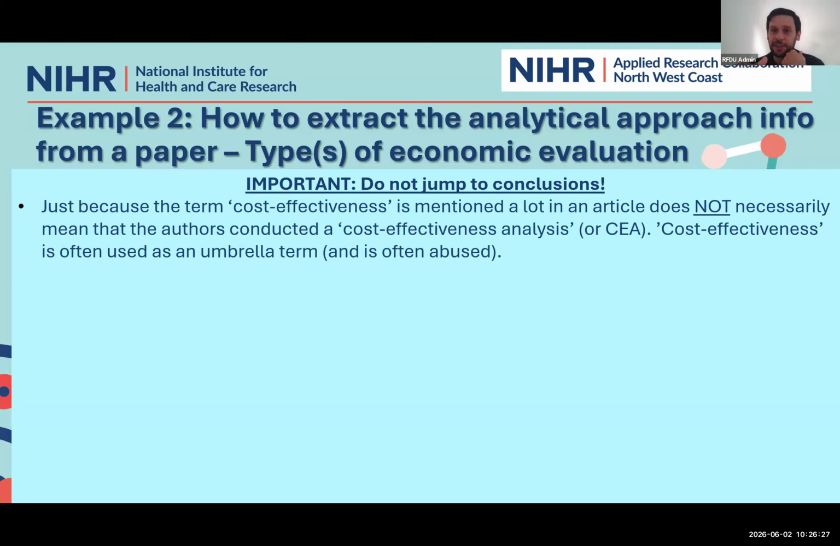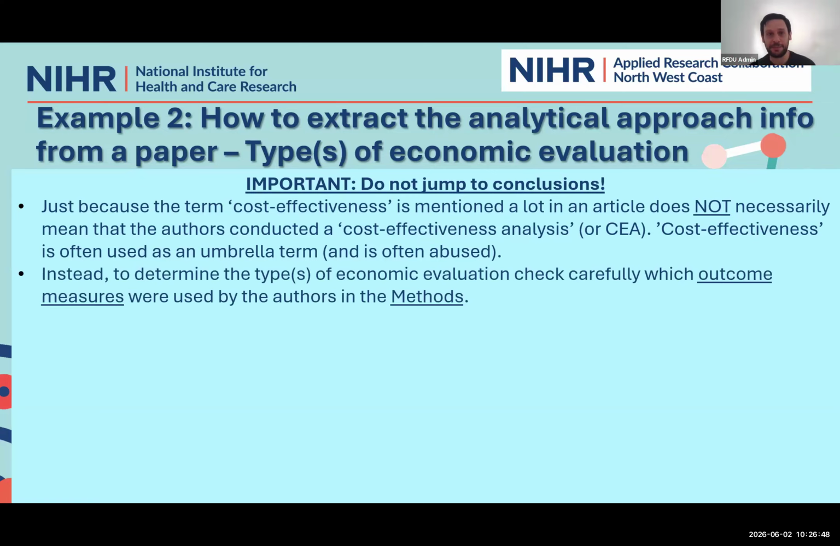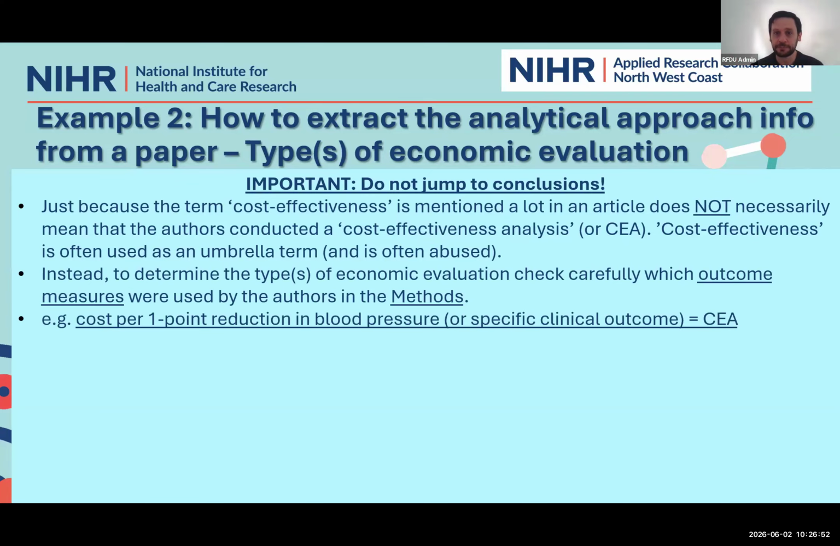Cost effectiveness is often used as an umbrella term, which means value for money in plain terms, and is often abused as a term. So do not jump to conclusions. If you see that in the title, it doesn't mean the people that ran the analysis actually did a cost effectiveness analysis. It's important to go inside the paper and look at the outcome measure used by the authors in the methods. So for example, if they use the cost per 1 point reduction in blood pressure.